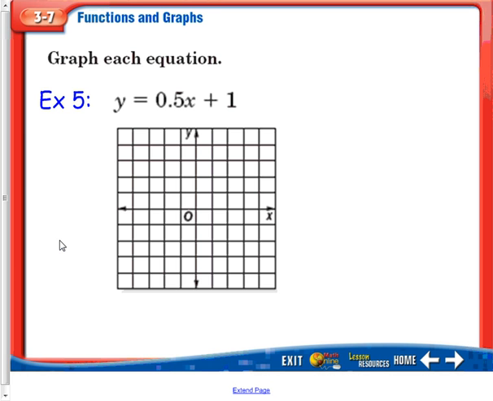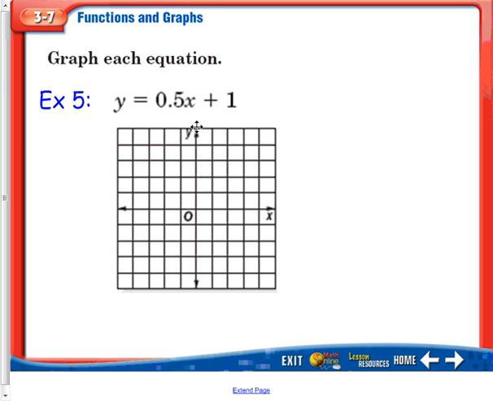So moving on to example 5, y equals 0.5x plus 1. So let's take a look at that coefficient. I noticed that it's positive, so if we predict, it should go up from left to right. And how much should it go up each time? It should go up by 0.5 each time. So let's go ahead and make an XY table after we've made a couple predictions there.